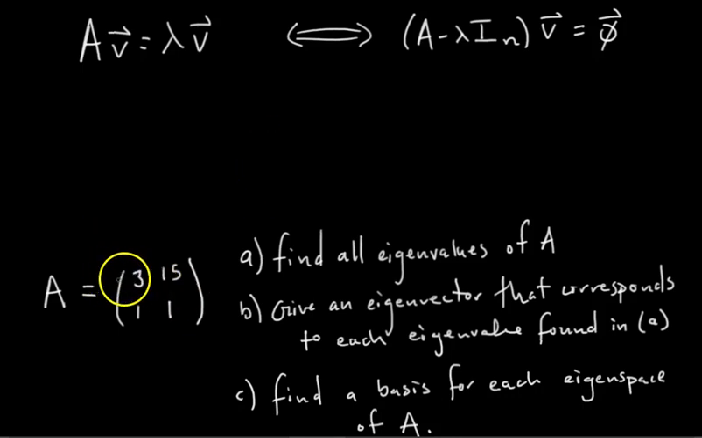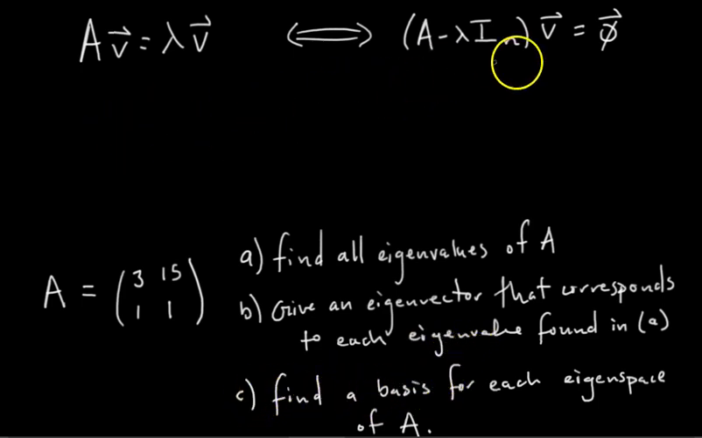All right, we're given this 2 by 2 matrix A, and the problem is in three parts. The first part says find all the eigenvalues of A. The second part is for each eigenvalue that you found in part A, give an example of an eigenvector that has that eigenvalue. And then part C says find a basis for each eigenspace of A.